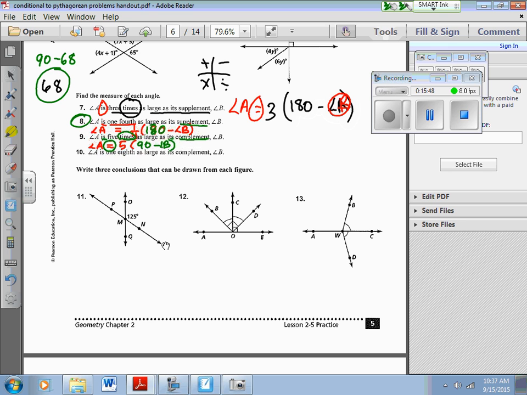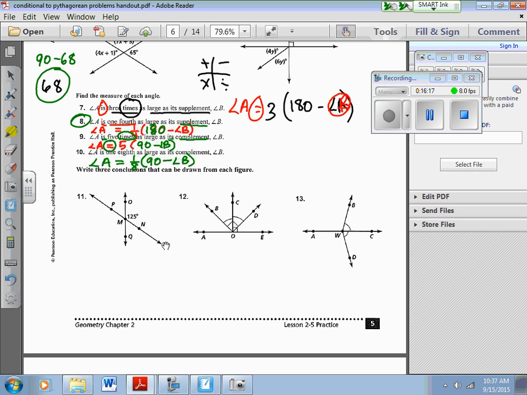Number 10, angle A is 1/8 as large as its complement. That's 90 minus angle B. And right here, that's as far as you can go. You don't know what angle A is. If you knew what angle A is, then that's fine, or if they told you angle B, then you could finish. But other than that, you can't do anything. So that's just the answer.